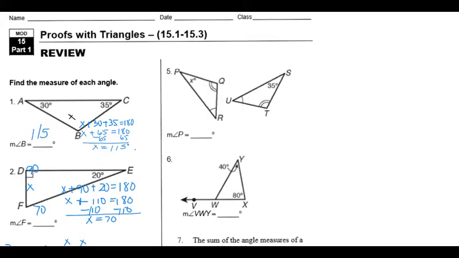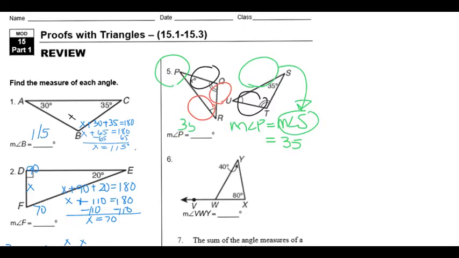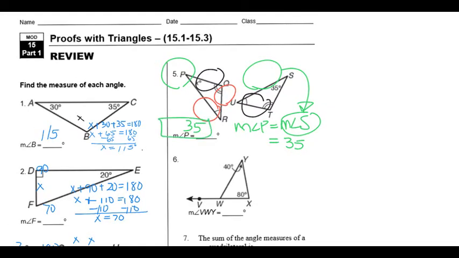On number 5, you can tell that angle Q is congruent to angle T. You can also tell that angle R is congruent to angle U. And that leaves us with angle P congruent to angle S. Now we're looking for the measurement of angle P, but we know that it is equal to the measurement of angle S, and we know the measurement of angle S. Yay! So the measurement of angle S is 35. That means the measurement of angle P, which is our answer, is also 35.